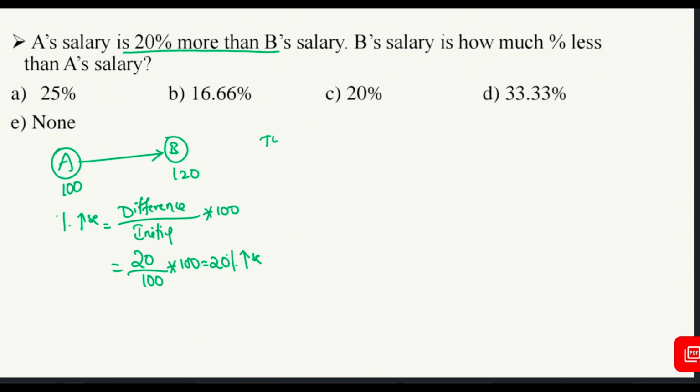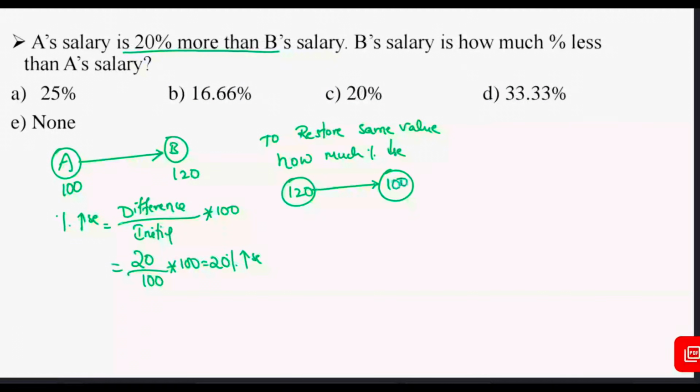So next, to restore the same value, how much percentage do we need to decrease? That will be 120 to 100. How much percentage do we need to decrease? It's nothing but percentage decrease.